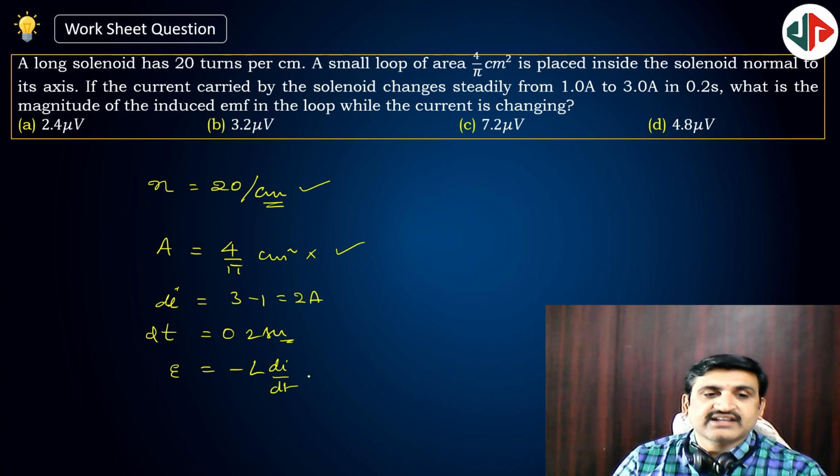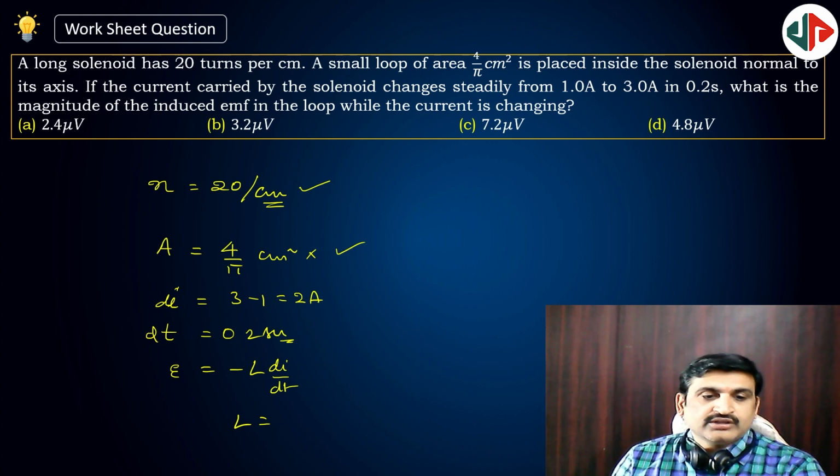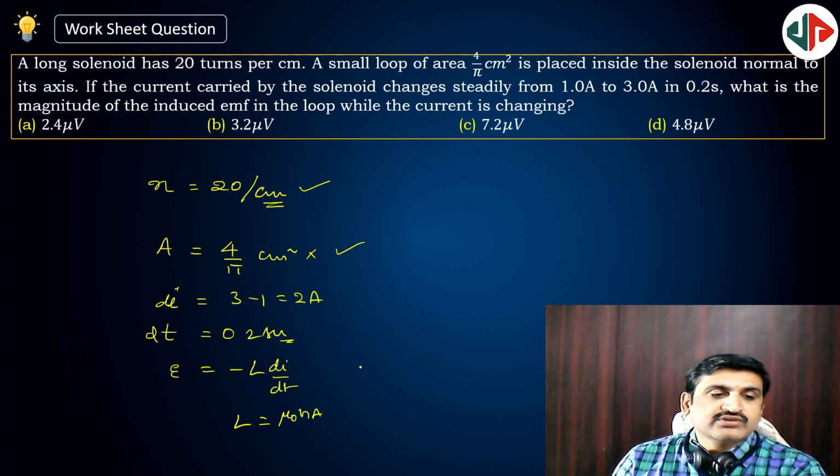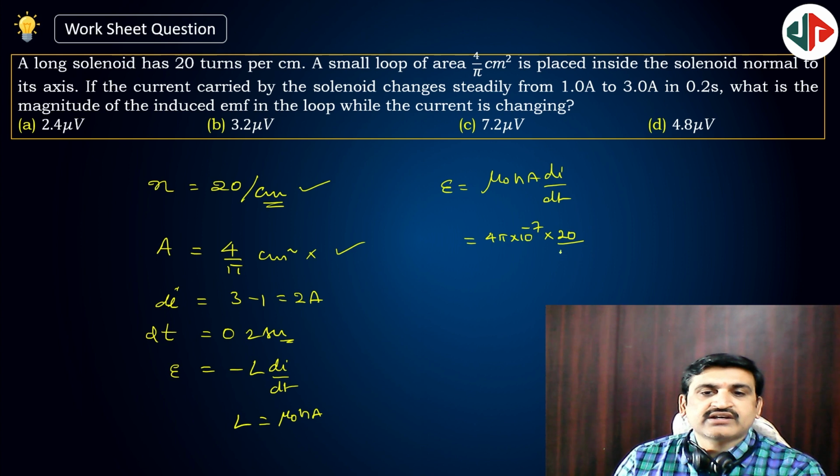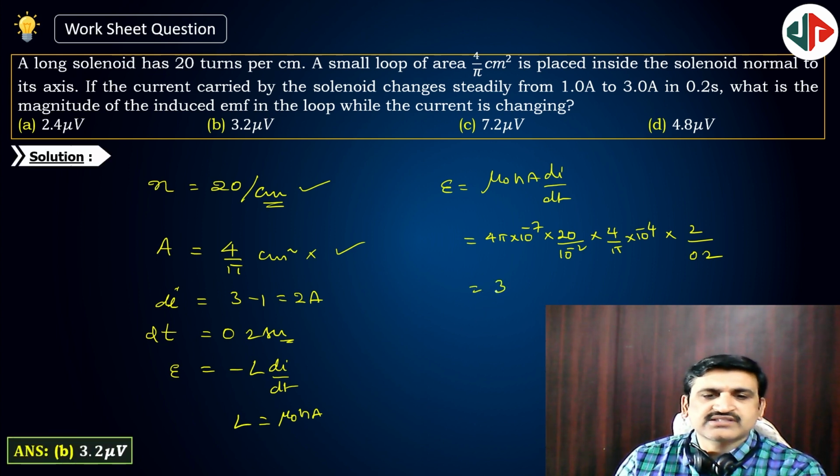What is that? L is equal to mu naught N A. So it is going to become E is equal to mu naught N A dI by dt. So mu naught 4 pi into 10 to the power of minus 7, n 20 per centimeter, 10 to the power of minus 2, area 4 by pi into 10 to the power of minus 4, into dI 2 by dt 0.2. So pi gets cancelled, and I'm going to have the option 3.2 microvolt.